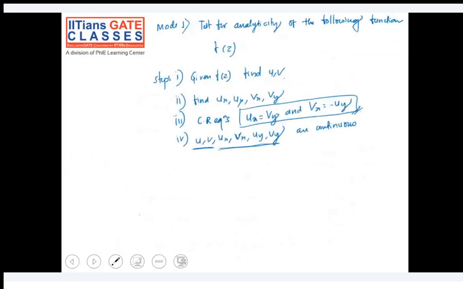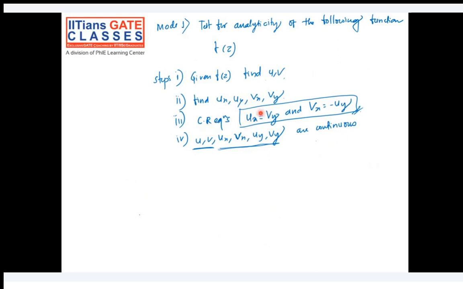So as I said, whenever you get a type 1 question, that is test for analyticity of the function f of z, f of z will be given. You have to decide which is u and v. u is your real part and v is your imaginary part of the function. Remember that. So this is your first step: identify u and v from the given f of z. Second is check whether the derivatives of u and v with respect to x and y exist or not. So ux, uy, vx, vy, check whether these four derivatives exist. If they exist, then check the Cauchy-Riemann equations.